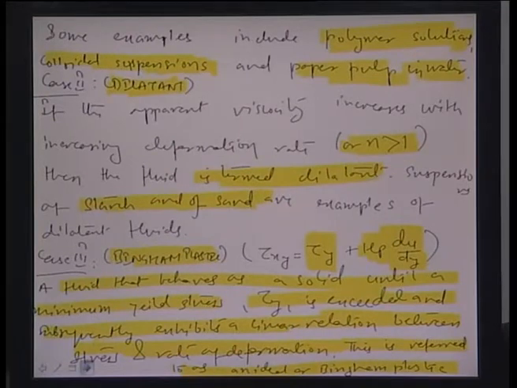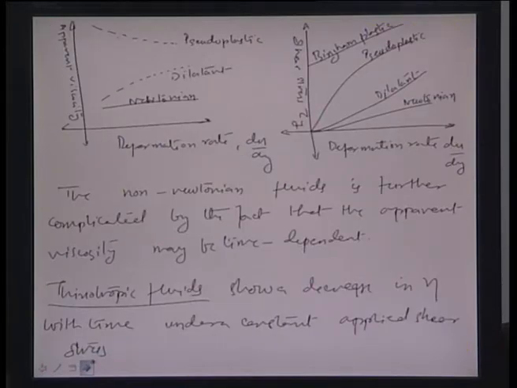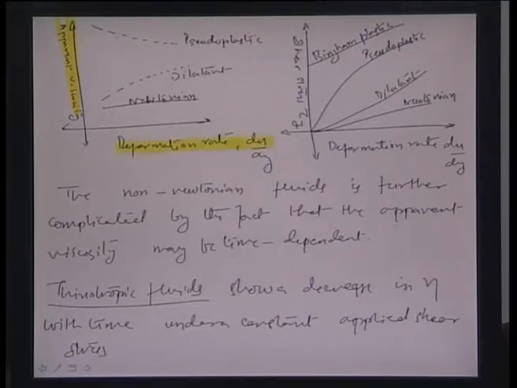So let us actually see what some of these would look like on a scale of shear stress versus viscosity, or shear stress versus the deformation rate du by dy. So if you try to draw a pseudoplastic, a dilatant and a Newtonian kind of fluid on a scale of apparent viscosity versus deformation rate du by dy, as can be seen here apparently.